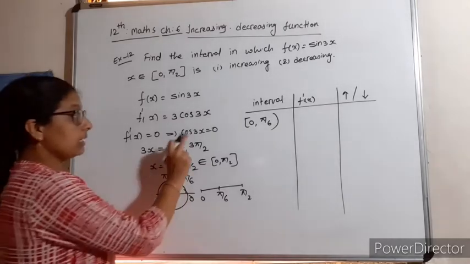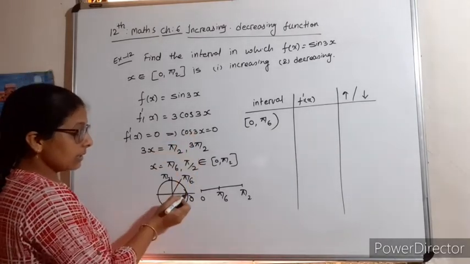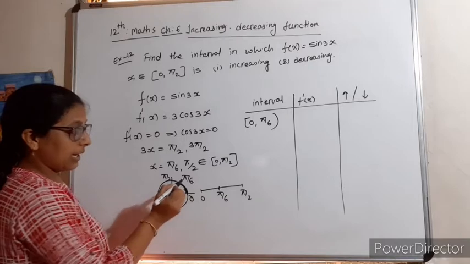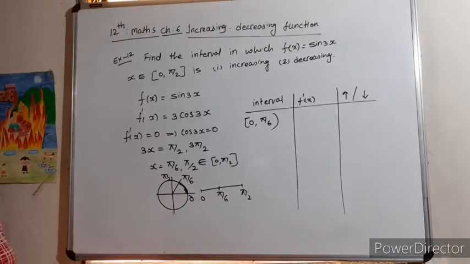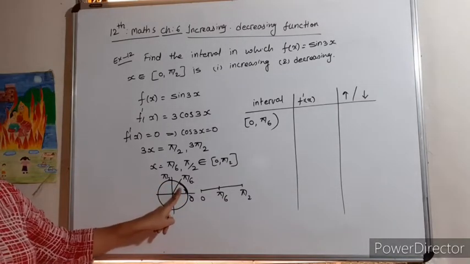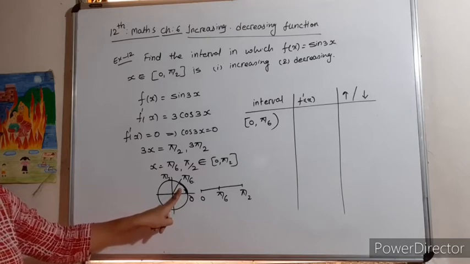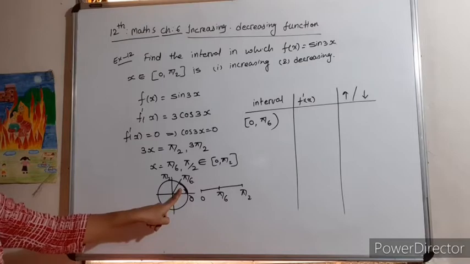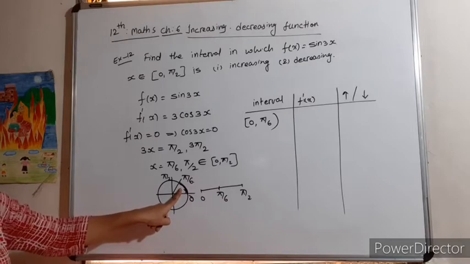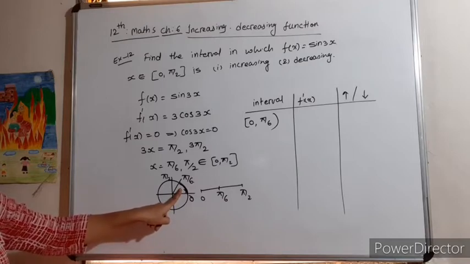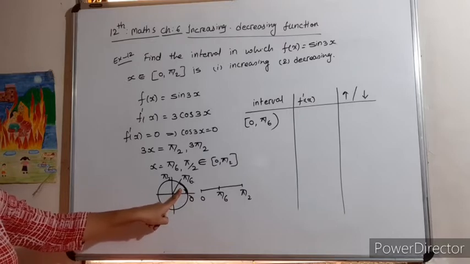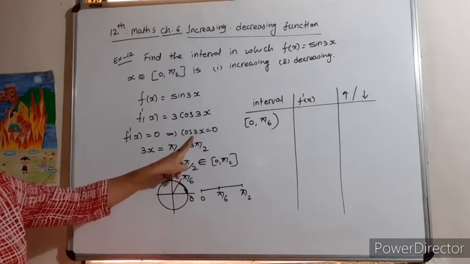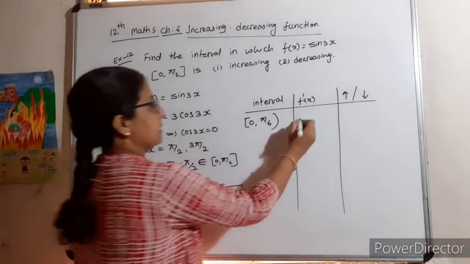So here in 0 to pi by 6. Now can you tell me, in the first quadrant, in 0 to pi by 6, what is it? Tell me. F dash x in 0 to pi by 2 क्या हो जाएगा? In 0 to pi by 2, what is f dash x? Cos 3x, and that is greater than 0.